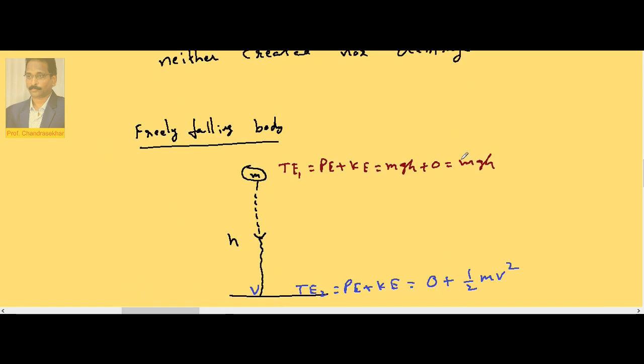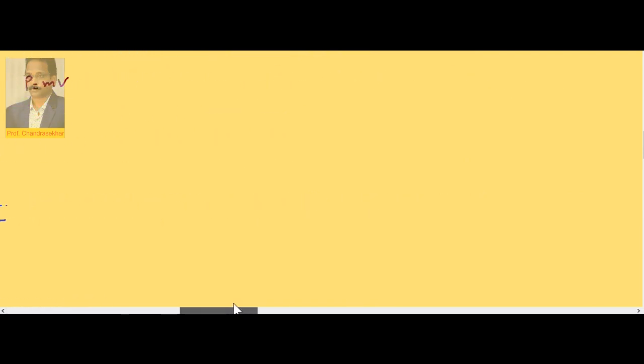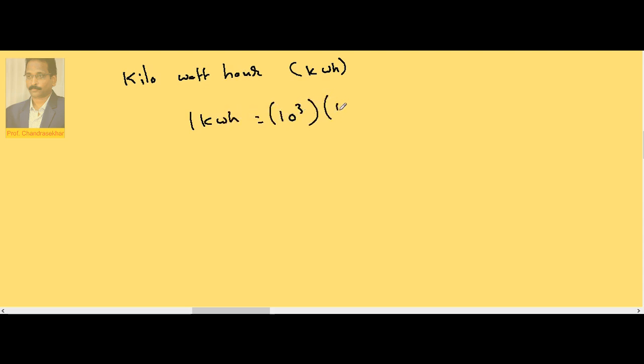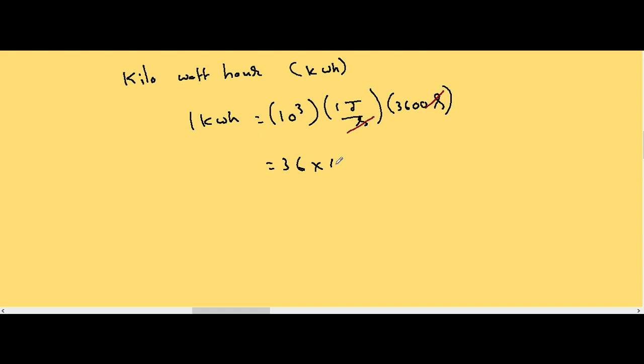Similarly, another term is kilowatt hour. It is kWh. What is the value of 1 kilowatt hour? Kilo is 10 power 3. Watt is joule per second. And hour is 3600 seconds. So if I cancel seconds, then it becomes 36 into 10 to the power of 5 joules. So the value of 1 kilowatt hour is always equal to 36 into 10 to the power of 5 joules of energy.